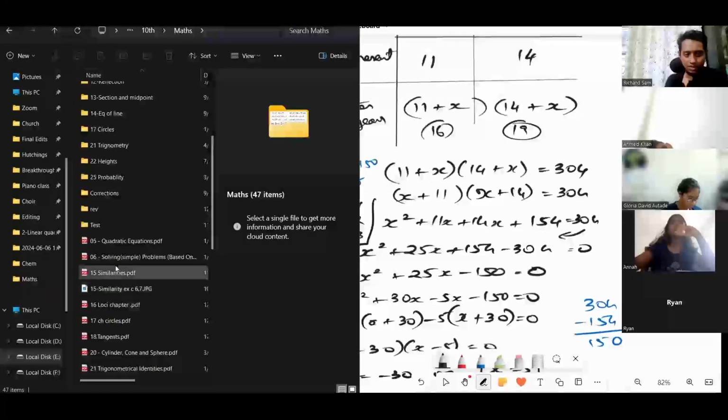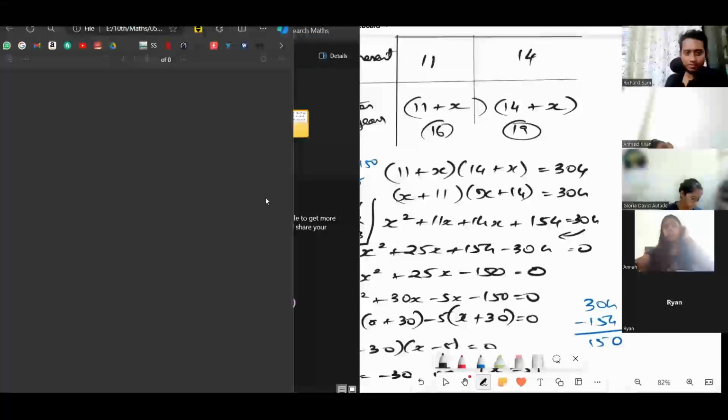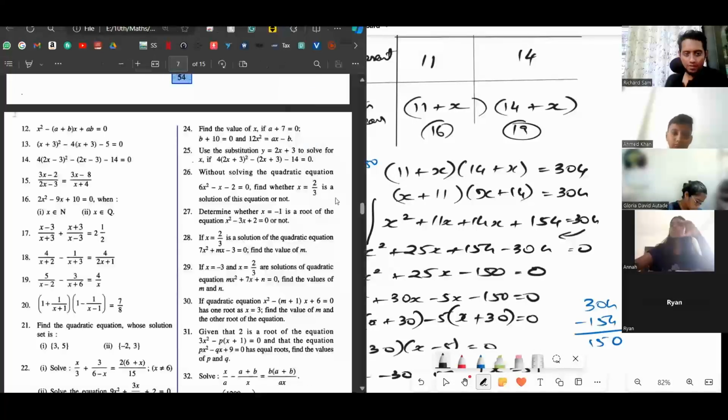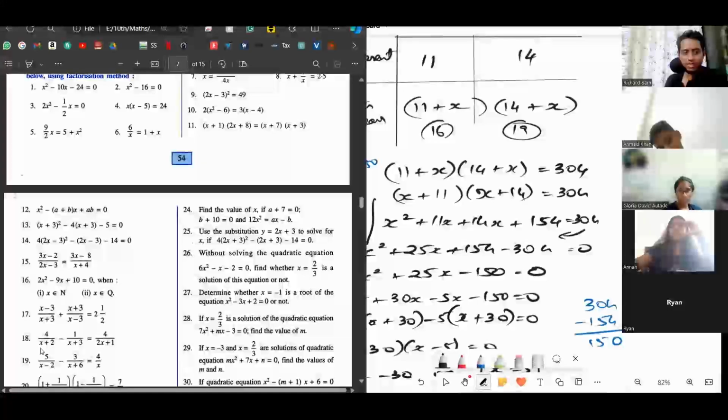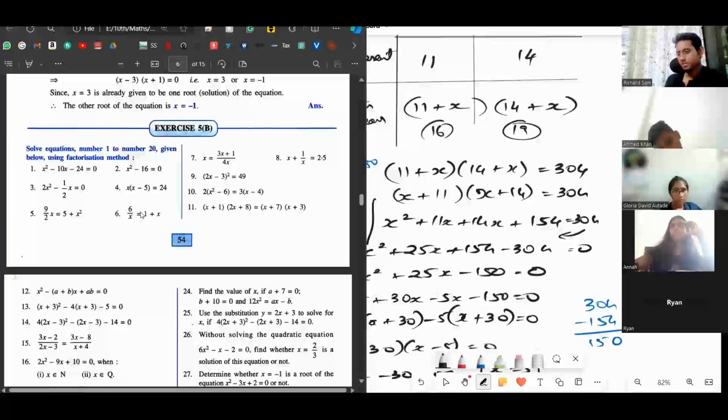Okay, previous chapter is quadratic equations. See this, solve equations numbers 1 to 20 given below using factorization method. So in 5B, questions from 1 to 20 are all using this method. Okay, so practice these questions if you're taking time to get that sum and product. Okay, all right.